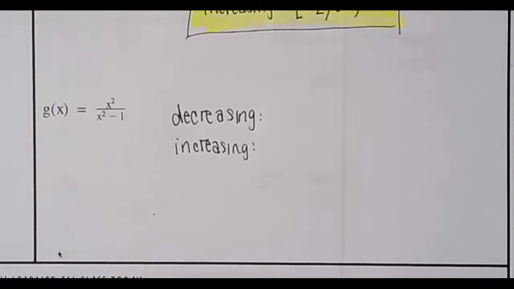So this is decreasing from 0 to 1 and from 1 to infinity. You see that? So from 0 to 1 is not including 1, and then from 1 to infinity. It is increasing from negative infinity to -1 and from -1 to 0.